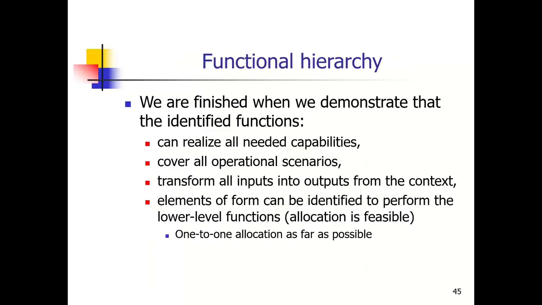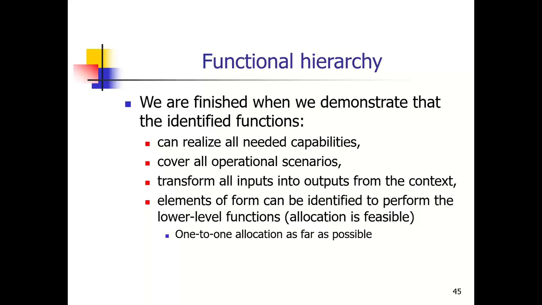So when do we consider that we are finished? When we can demonstrate that those identified functions from the tree can realize all the needed capabilities. Remember that with the top-down approach, we can cover all the operational scenarios. Remember that with the bottom-up approach, we can transform, and this is key, all the inputs from the context, these external inputs, into external outputs. And then we can identify elements of form that can have the responsibility for performing the transformation on the leaf side of the tree.